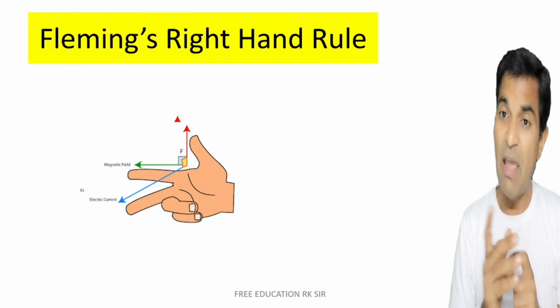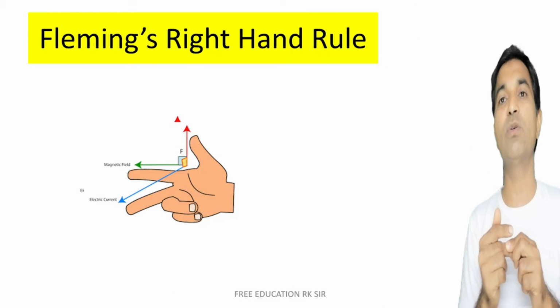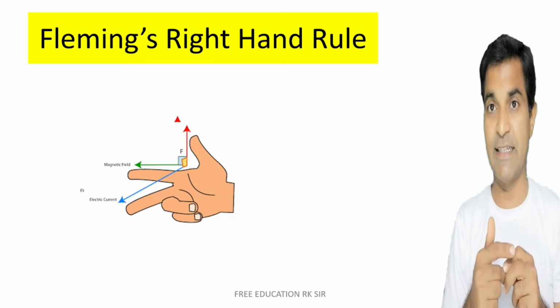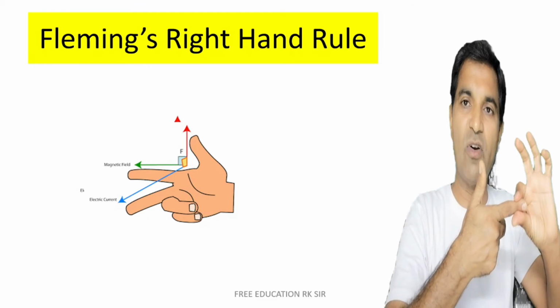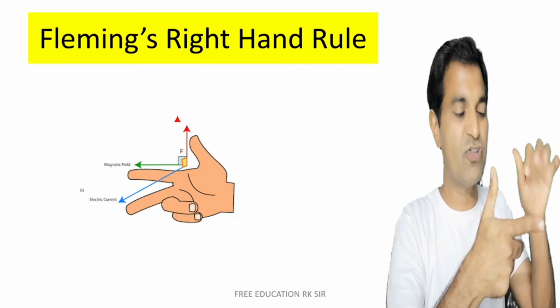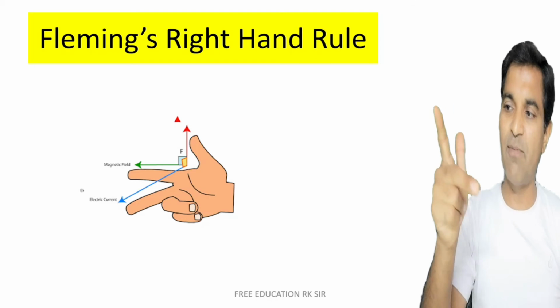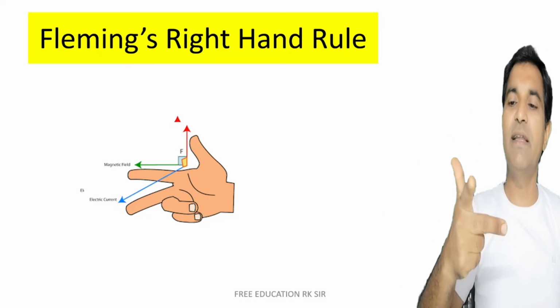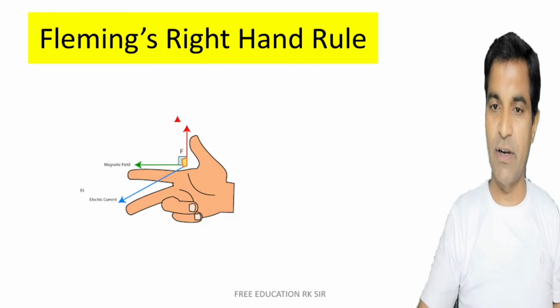Now, Fleming's right-hand rule. Fleming's right-hand rule is utilized for finding out the direction of the generated current, right? As we have already talked about, the forefinger or first finger represents field, the thumb represents M, that is motion, and the central finger represents current, and all of these three fingers are placed perpendicular to each other. Then the central finger will give us the direction of the induced current.